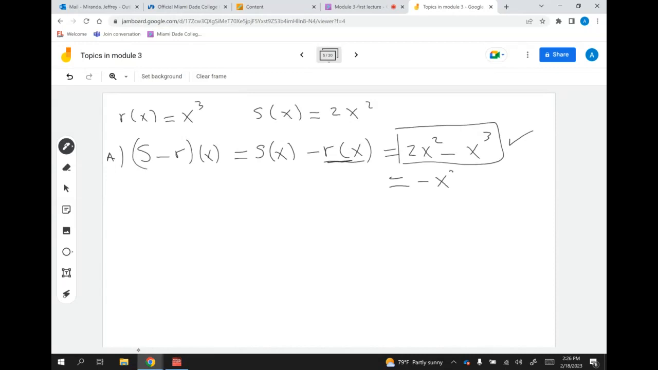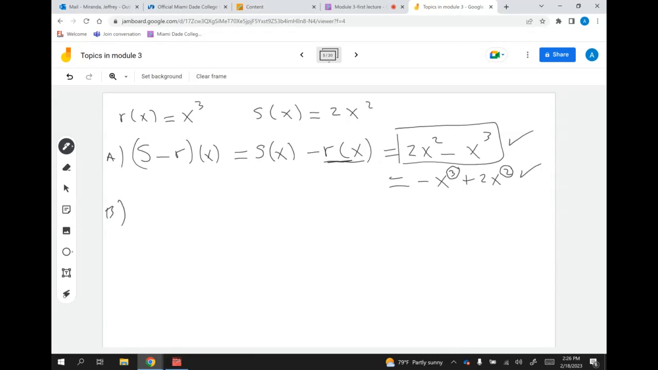Now, if they want you to write this in descending order, then you will do the following. So read the instructions. These two answers are identical. The only difference is that the way I wrote this function now is in descending order. My highest degree is 3, and then the lowest degree follows, which is 2. So it's in descending order, okay? But either way you write it is okay, and Alex should accept it that way also.